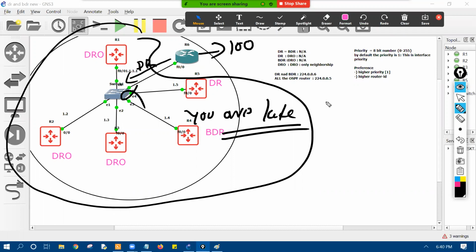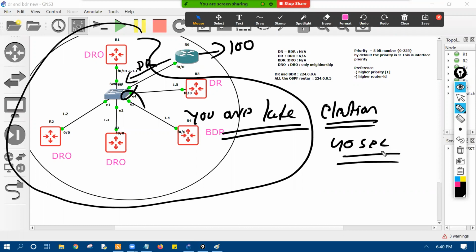Because the election timer is 40 seconds. That is known as the wait timer. And you cannot change it separately. Once you change your hold on time, then automatically the wait time will be changed.